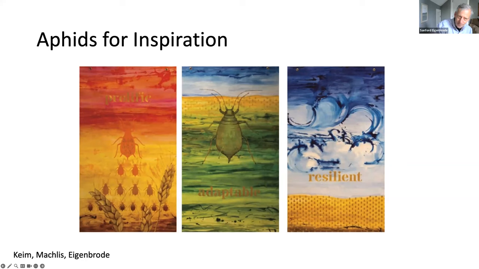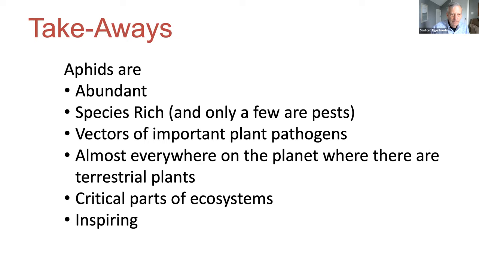So aphids are abundant. They're species rich, 5,000 species. Only a few of those are pests, but that's often why we know so much about aphids, because of the problems they can cause, including as vectors of important plant pathogens. They're almost everywhere on the planet where higher terrestrial plants can be found, but more abundant and diverse in temperate areas than in tropical. They're critical parts of ecosystems wherever they go. I should have included some mention of their importance in the diet of other organisms, including birds. And like a lot of biological taxa, they can be inspiring, get you thinking about bigger things, biology in general, the excitement of it, and what they can represent to us symbolically.